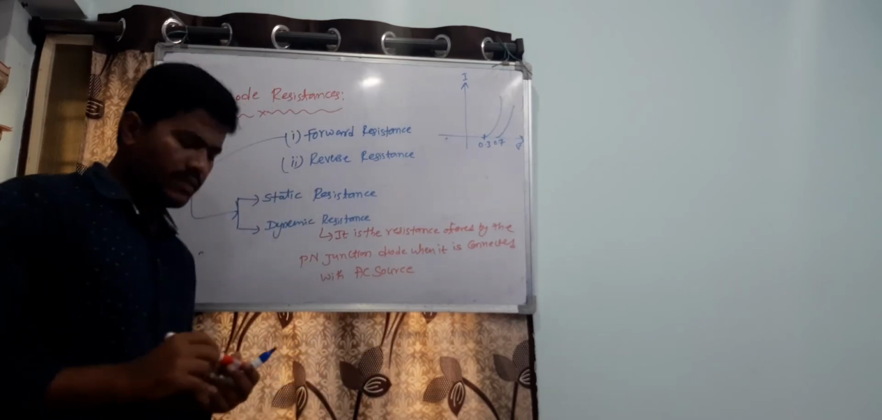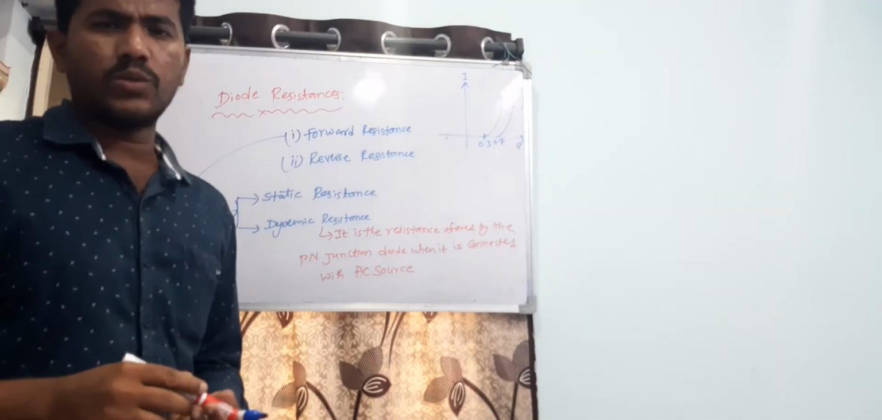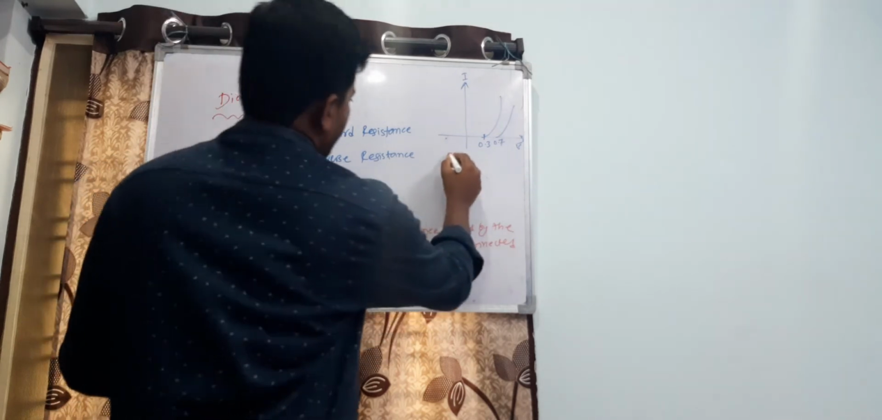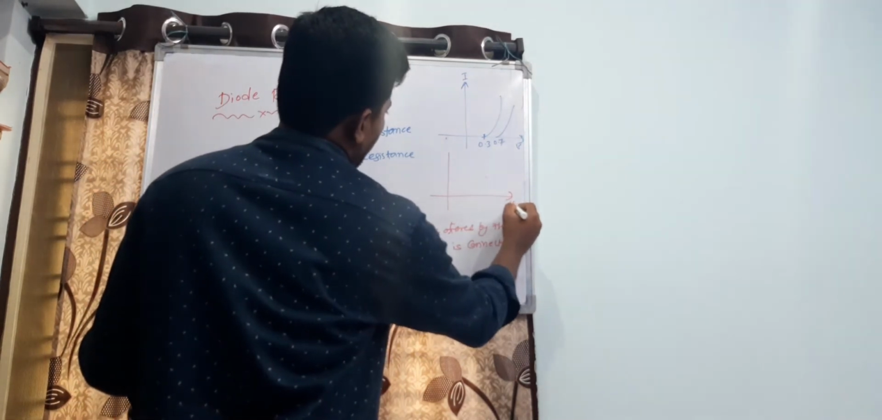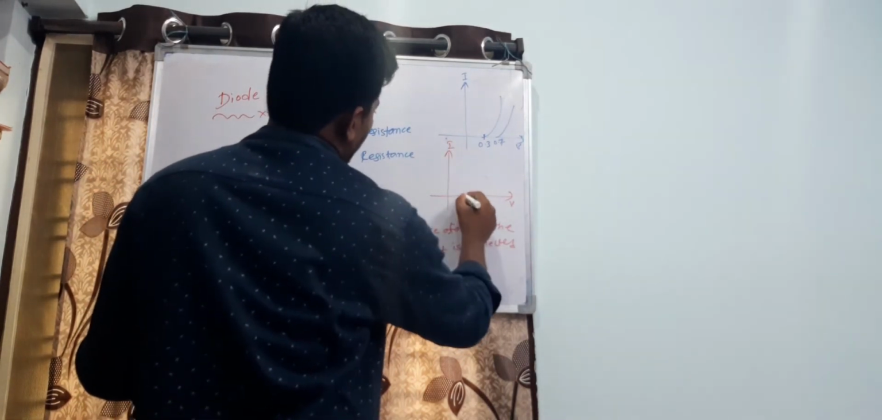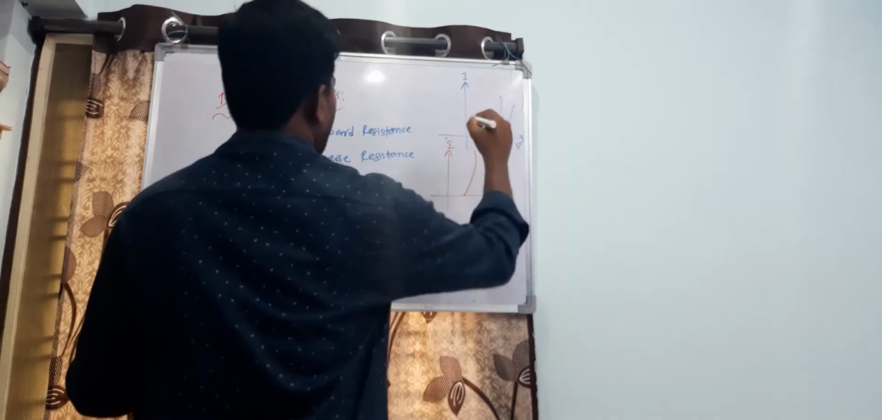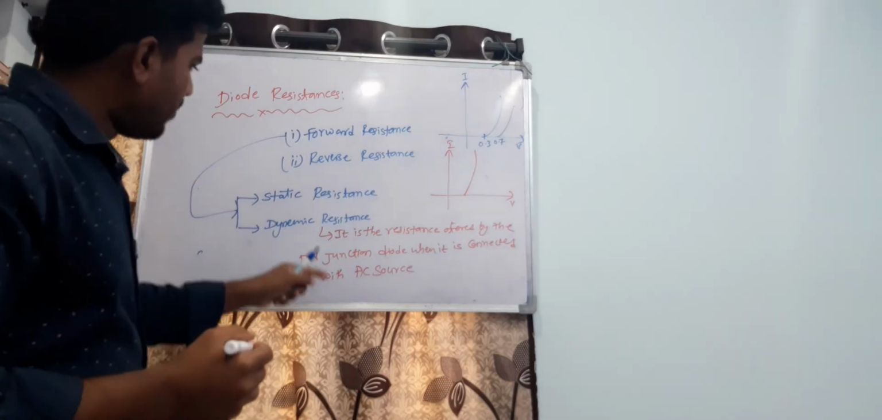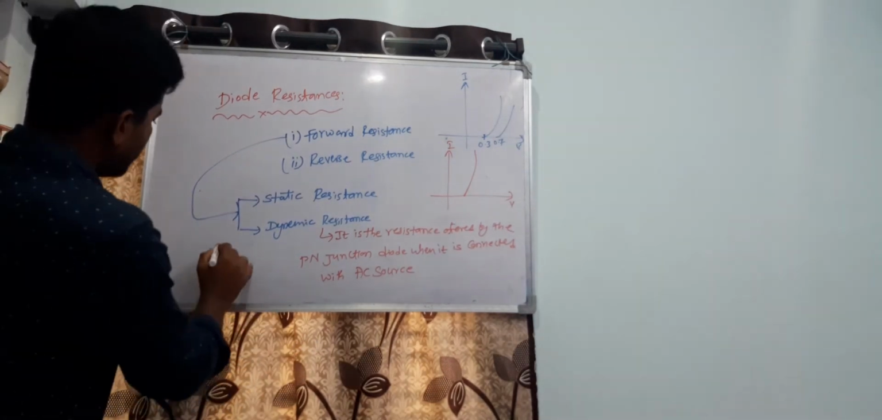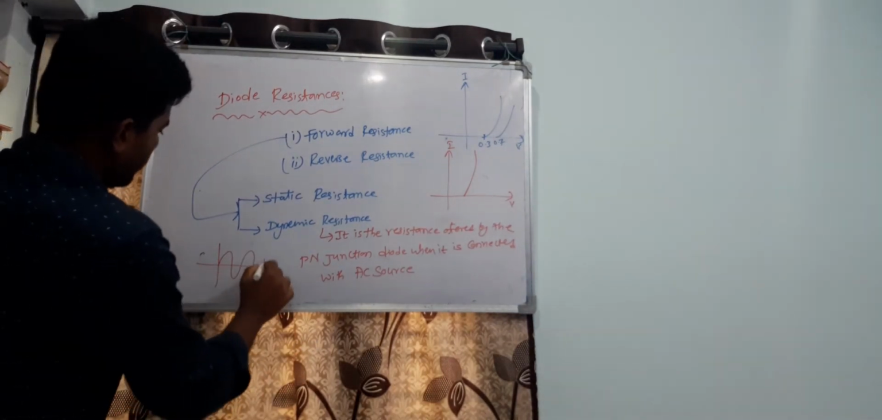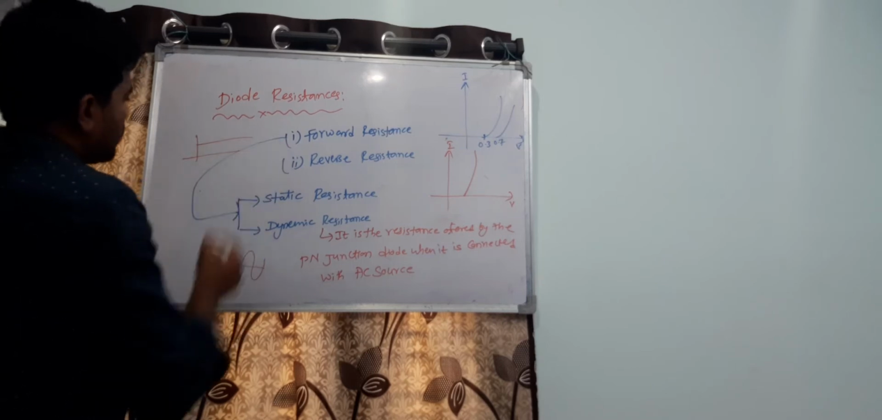AC source. When it is connected with an AC source, what happens? For example, if you see the VI characteristics, if it is a DC source, what happens? Up to 0.3 volts, no current. After 0.3 volts, if I increase the voltage, the current will increase like this. But when I apply an AC source, it changes with respect to time, whereas a DC source is constant with respect to time.